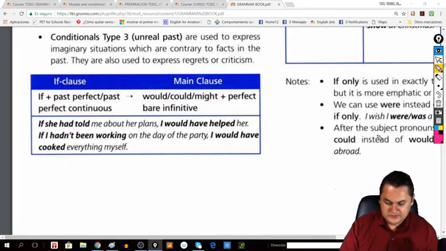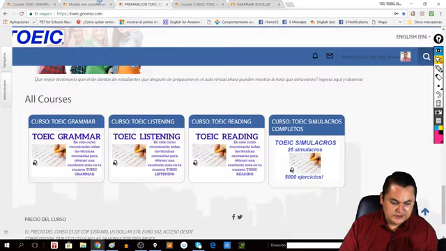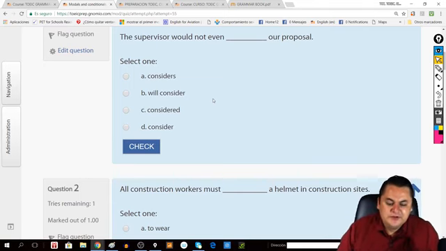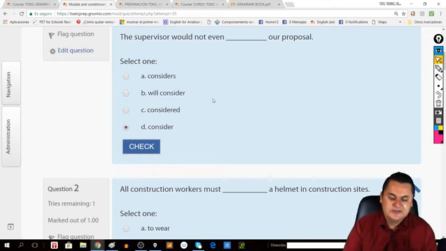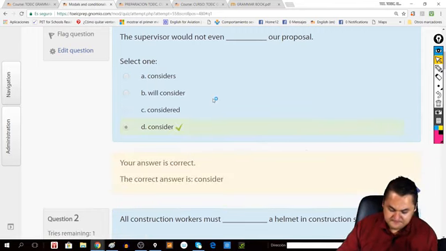Knowing this, we can start answering the exercises, which are here. So, the first one is, the supervisor would not even. Would is a modal verb, so I need a verb in its simple form. This is in s, this is in future, this is in past. That's why our option is D. The supervisor would not even consider our proposal.